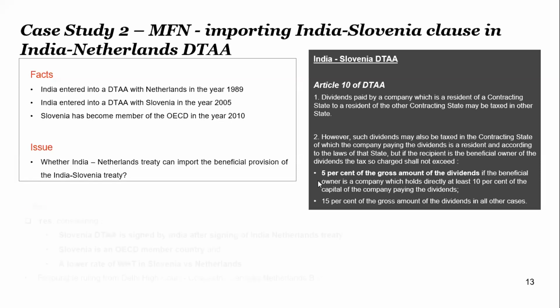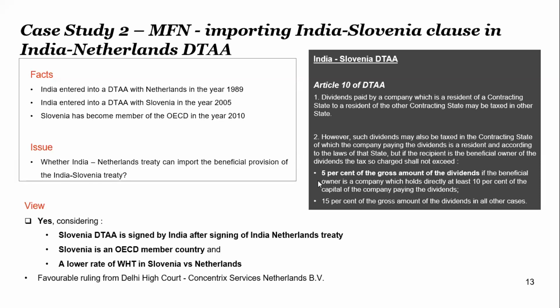So we got one response from Jaya: 2010 onwards. Yes, Jaya, you're absolutely correct. Because Slovenia became an OECD member from 2010 onwards, and the DTAA signed with Slovenia is after the DTAA signed with Netherlands, all the conditions prescribed in the previous slide get fulfilled in this case. So taking reference of the India Slovenia DTAA, any dividend distributed by the Indian entity to a Netherlands shareholder would be eligible for only 5% withholding tax in India.